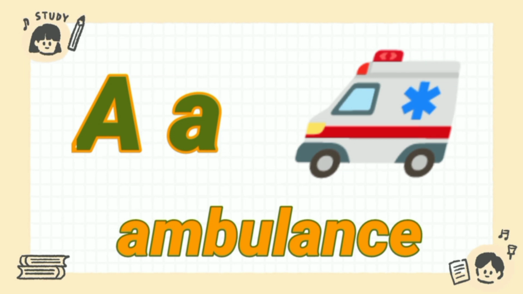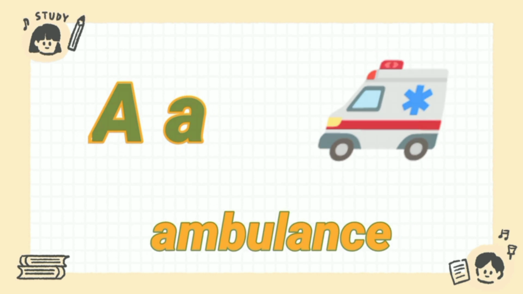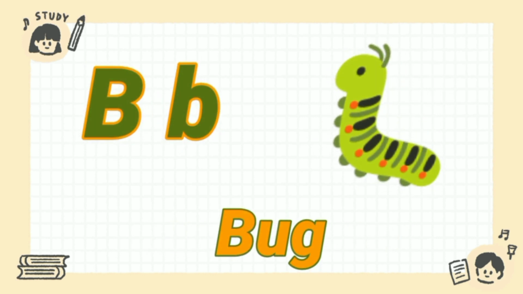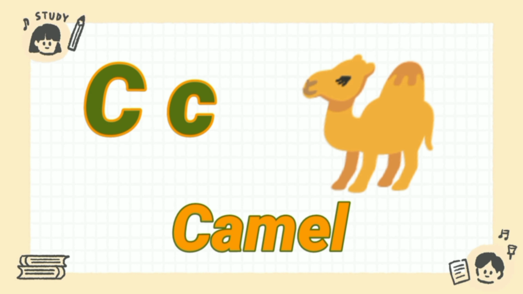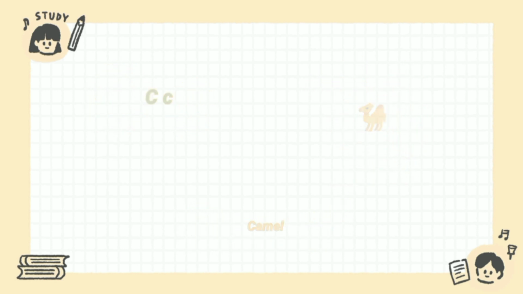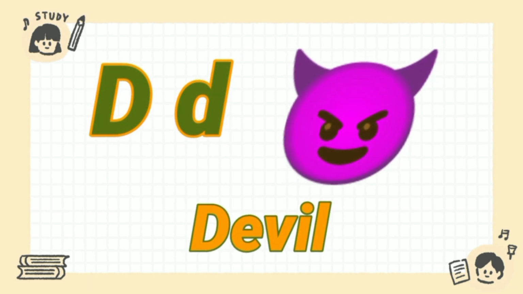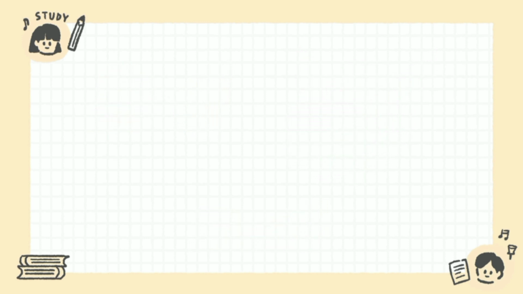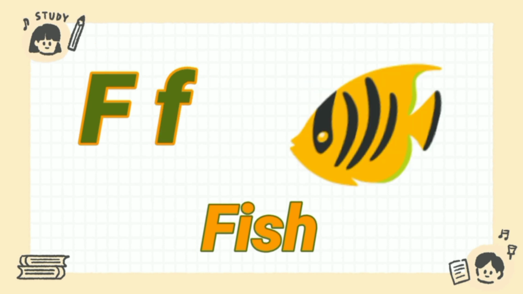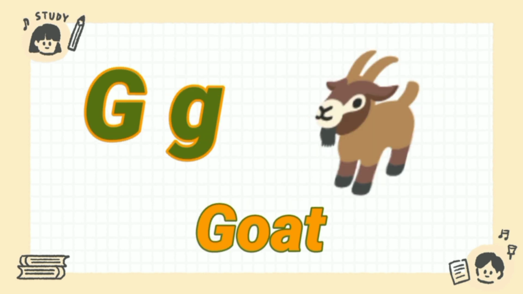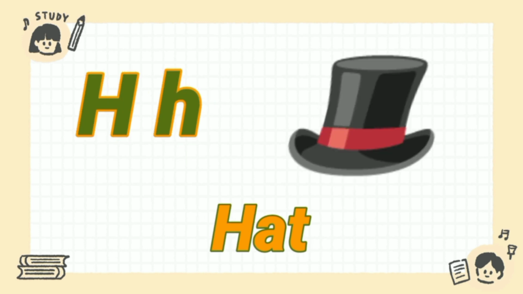A is for ambulance. B is for bug. C is for camel. D is for devil. E is for email. F is for fish. G is for goat. H is for hat.